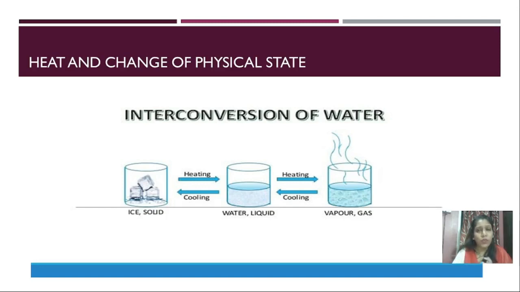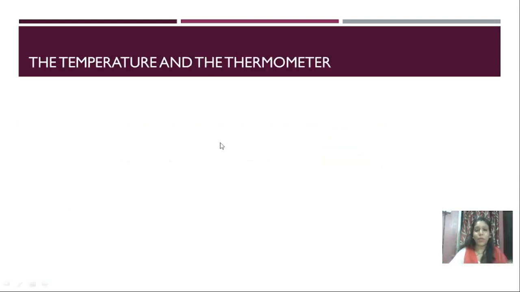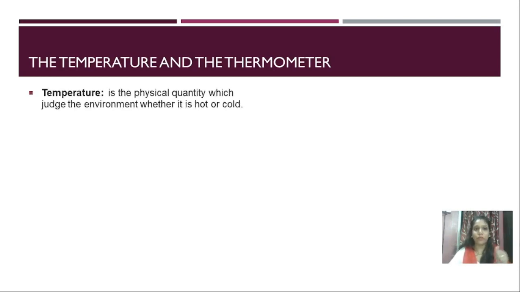So how do we come to know that a substance is hot or cool or very cold? For that, we have the next point, the temperature and the thermometer. With the help of temperature, we know that a substance is hot or cool. And with the help of a thermometer, we know what the temperature of that particular substance is. So let us see the definitions of the temperature and the thermometer.